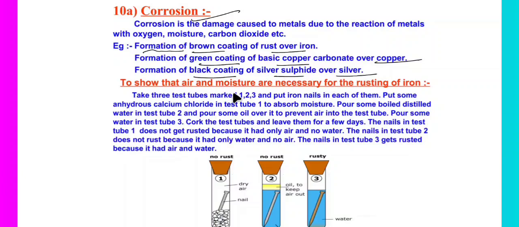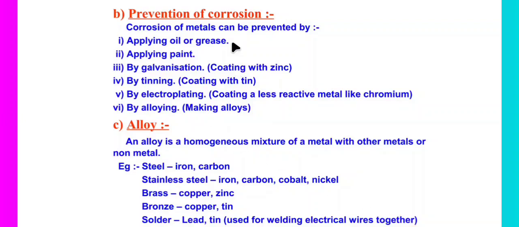Okay, to show that air and moisture are necessary for rusting of iron, this is the activity. So study it, and you can perform this activity at your home. Okay, last one: how to prevent this corrosion? You can apply oil or grease, you can apply paint, you can do galvanization. What is galvanization? Galvanization is a process of coating metals with zinc. You can also do tinning. Tinning is a process in which metal is coated with tin. Electroplating, okay, coating with less reactive metals like chromium, and by alloying, making alloys.